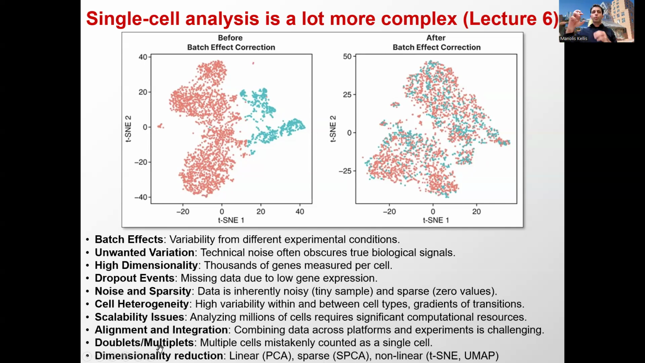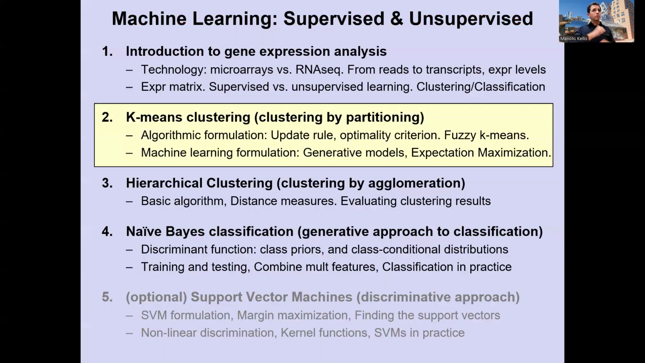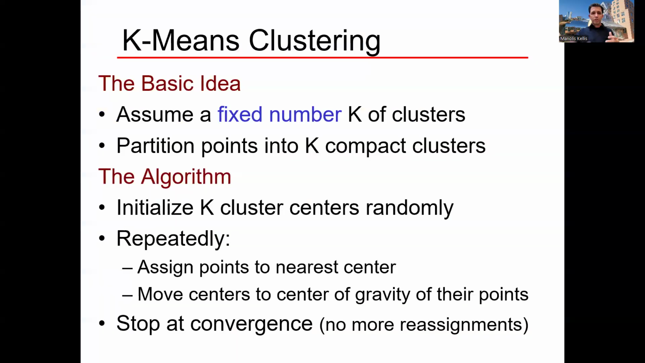Sometimes the little bubble will catch 2 cells instead of 1 cell, and that's a problem. We call these doublets. Sometimes you have multiplets. And you have to worry about dimensionality reduction, which can be linear, sparse, non-linear, etc. Everybody with me here? So all of that will be in lecture 6. But for now, let's worry about beautiful data, 2 dimensions.